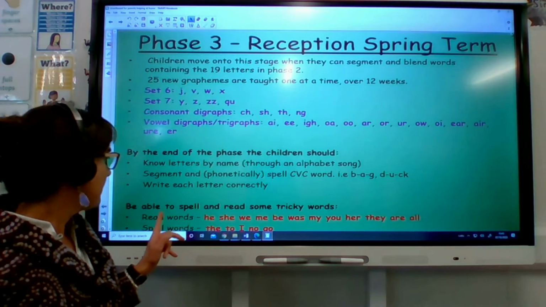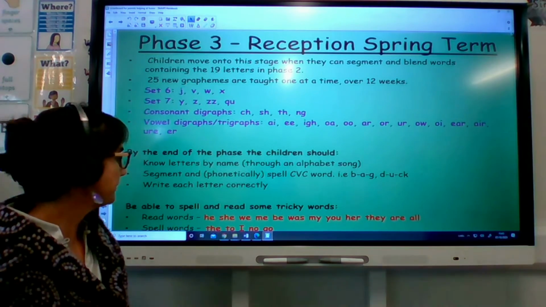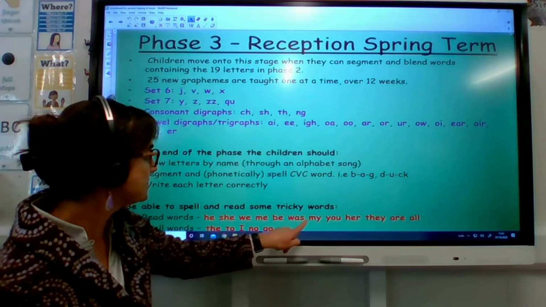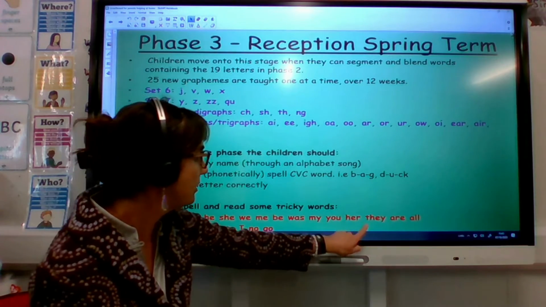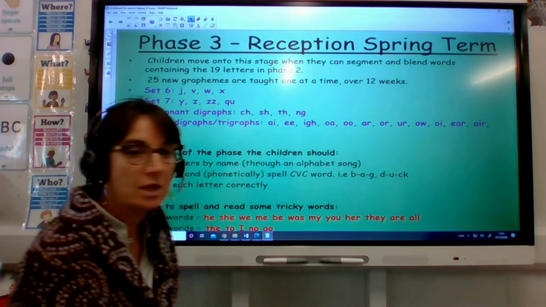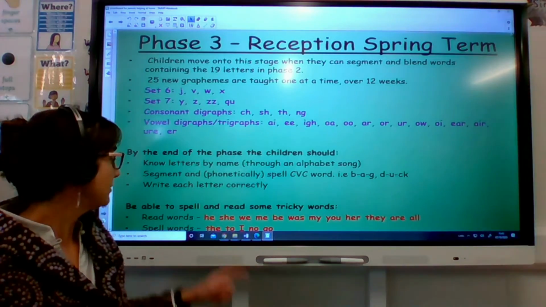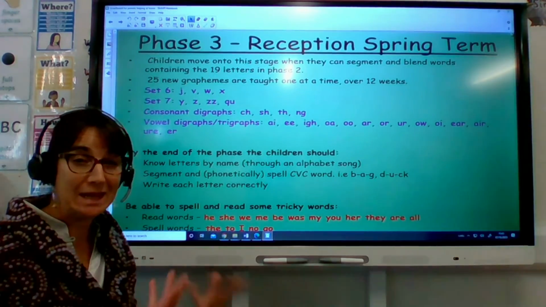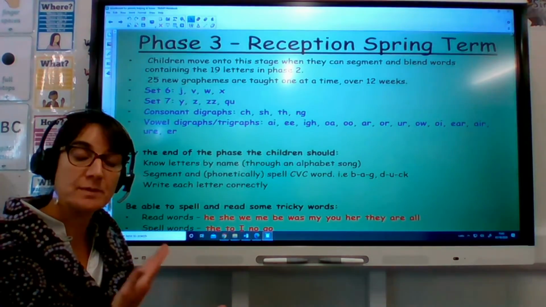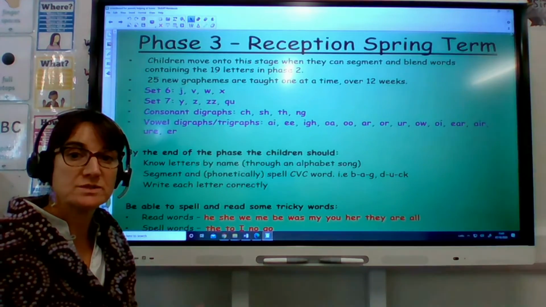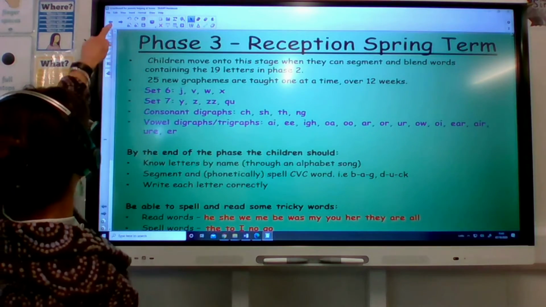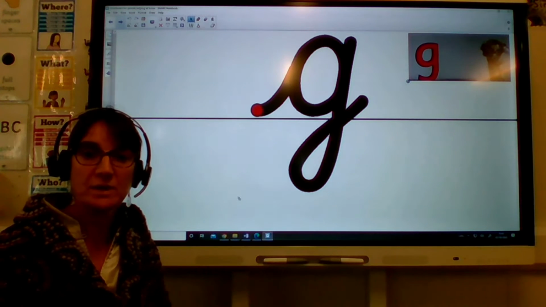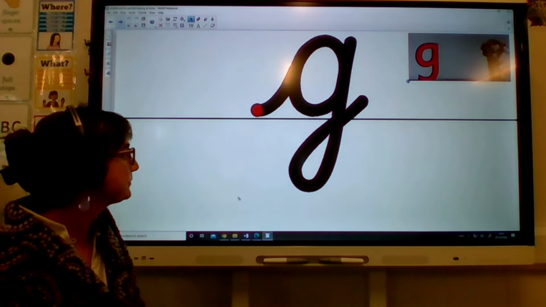As well as that, there are tricky words that they'll be learning. He, she, we, me, be, was, my, you, her, they, are, all. These are words that they cannot sound out. You can't say h, e and blend them together to make the word he. It just doesn't work. So they need to be able to recognize those words as they are. Okay, that's why you're starting to get flashcards in your sound tins, so they begin to recognize those words.